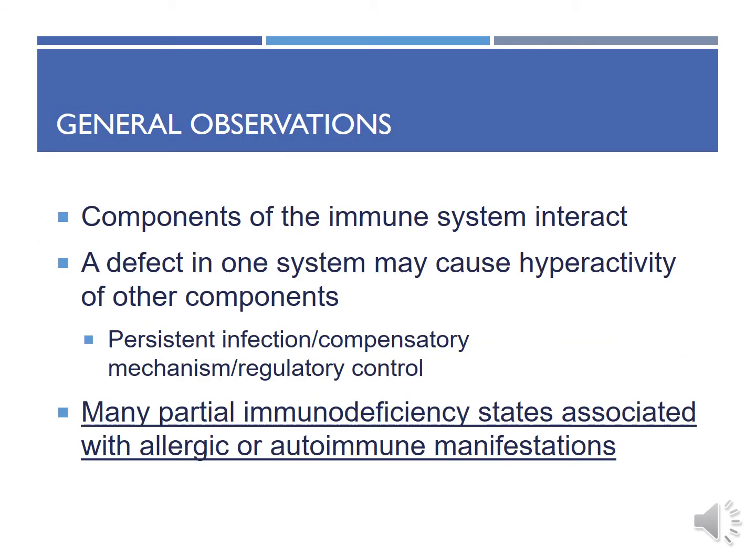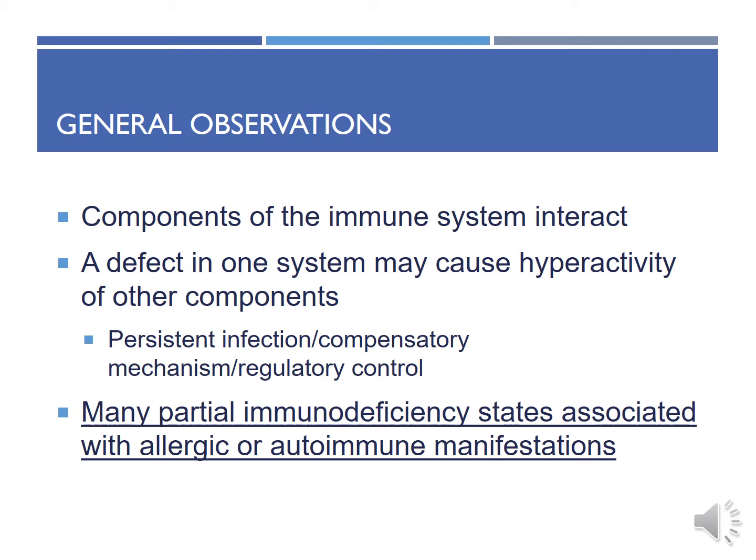So when we look at our immune system as a whole, we have to understand that all of these components of our immune system have to interact with each other. We can't have one without the other. We can't have our acquired immunity without our natural immunity, and vice versa. So all these systems interact with each other, and a defect in one system typically will cause hyperactivity of another system, trying to compensate for this lack of this one action that we are missing.